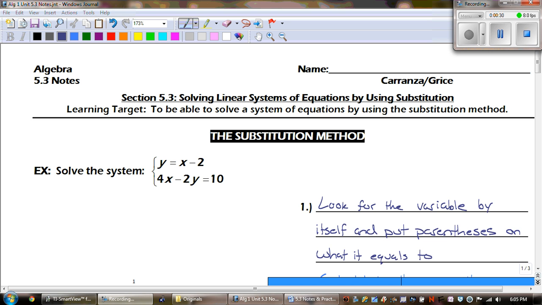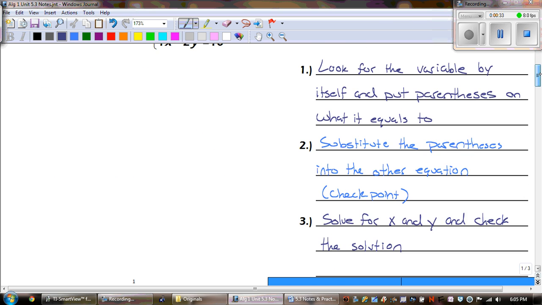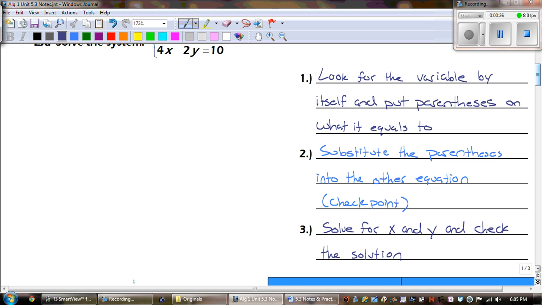Okay, so on the right hand side I've already written down all of our steps. So if you want to start copying them down, go ahead. Step number 1 is we need to look for the variable by itself and put parentheses on what it equals to. Step number 2 is we're going to substitute the parentheses into the other equation, and this is our checkpoint. And then step 3 is we solve for x and y and check the solution.